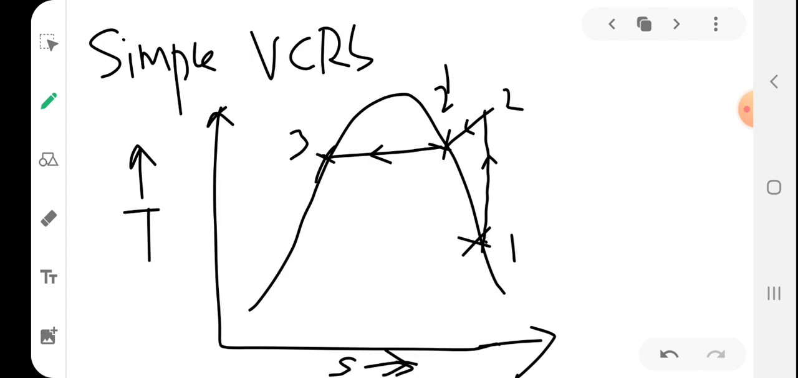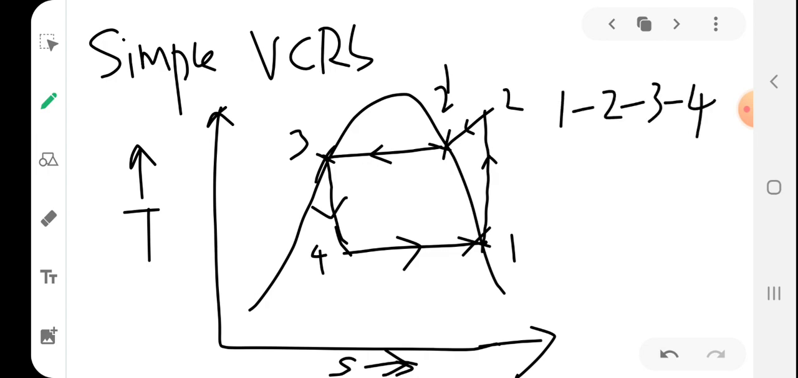And 3 to 4 is a constant enthalpy process, and then 4 to 1. So this is the cycle 1 to 2 to 3 to 4 to 1. So this is our cycle. Students, what is happening here? The first process is 1 to 2.